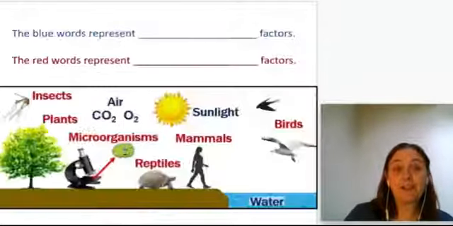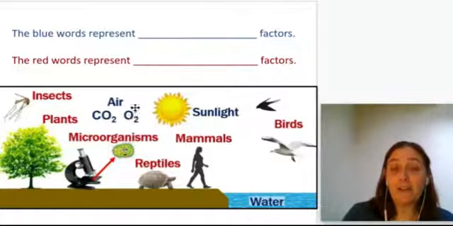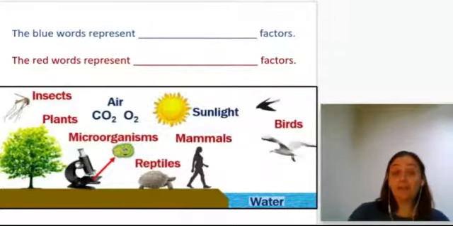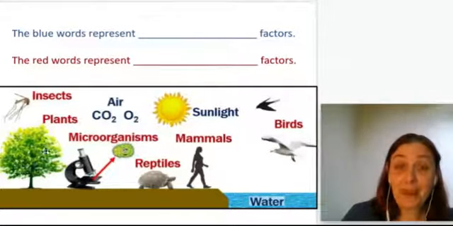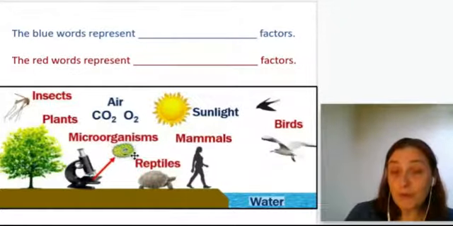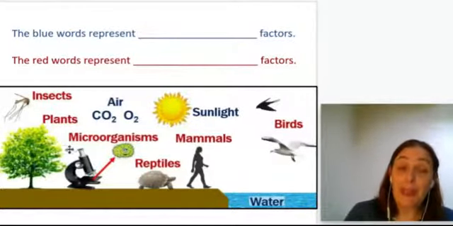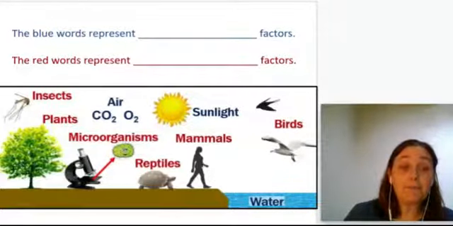So if we go back to the picture that I was showing you a moment ago, all these blue things, air, carbon dioxide, oxygen, sunlight, water, which ones are those? Are those biotic or abiotic? How about the red things, insects and plants and microorganisms like bacteria or amoebas? Reptiles, mammals, birds, are those abiotic or biotic?